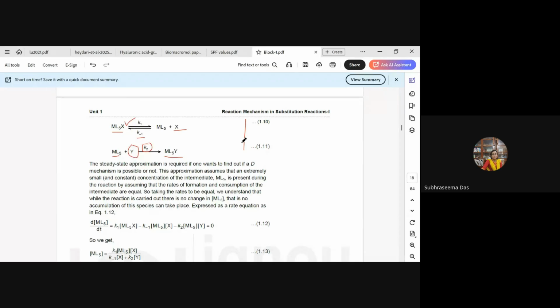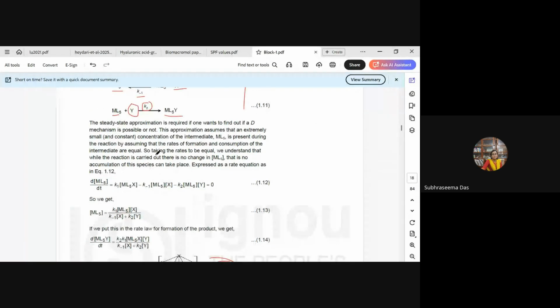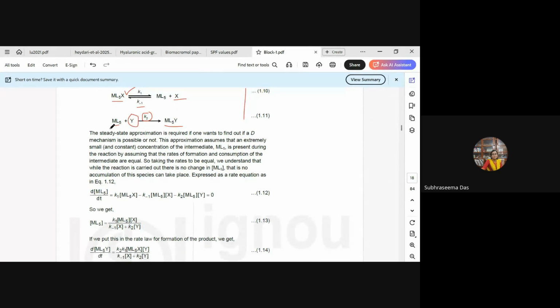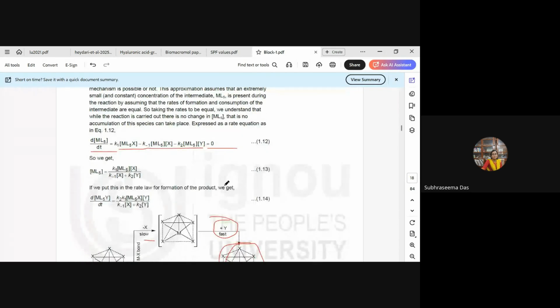So here, applying the steady state approximation, the rate equation can be given as d[ML5]/dt, that is the rate of formation of ML5, is given as k1[ML5X] minus k-1[ML5][X] minus k2[ML5][Y]. Now, how does this come? You all know this is the rate law, which we derive using the law of mass action. So this is the rate of formation of ML5, and since we have used the steady state approximation, we get 0.